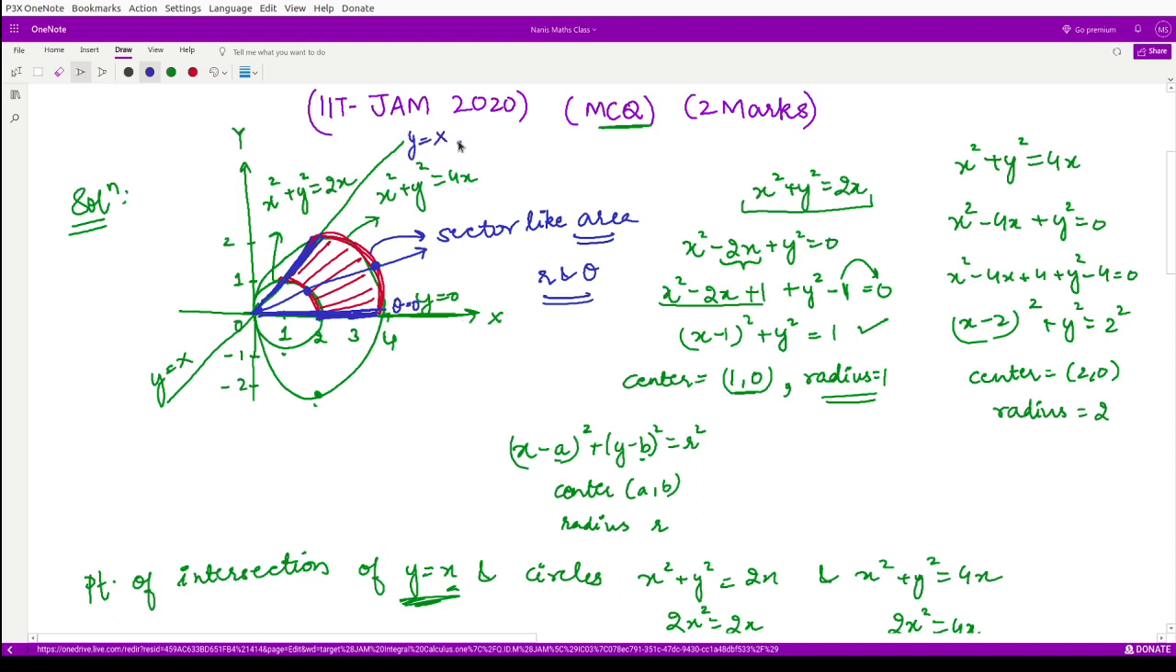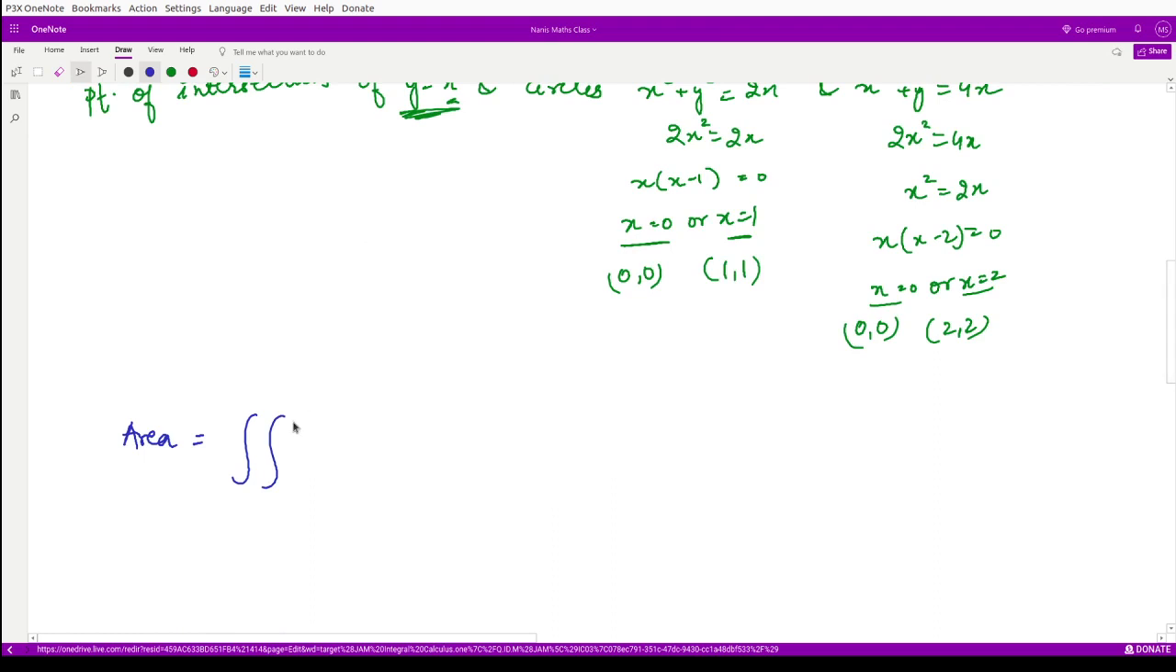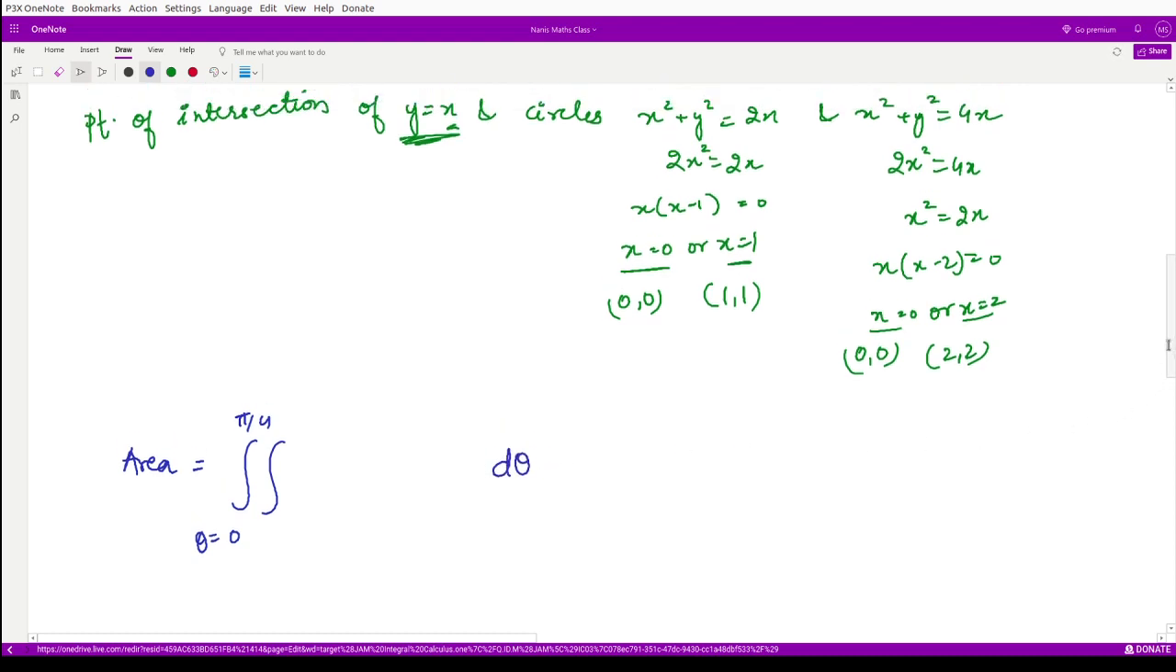If you remember, for this line theta is always equal to pi by 4, because what is theta? Theta is tan inverse of y by x, and here y and x are equal, so you have tan inverse of y by y. That means tan inverse of 1. Tan inverse of 1 is pi by 4. So here this makes an angle pi by 4 with this line. So obviously the limits for theta vary from 0 to pi by 4. So this is done. Now coming back to the portion of r.